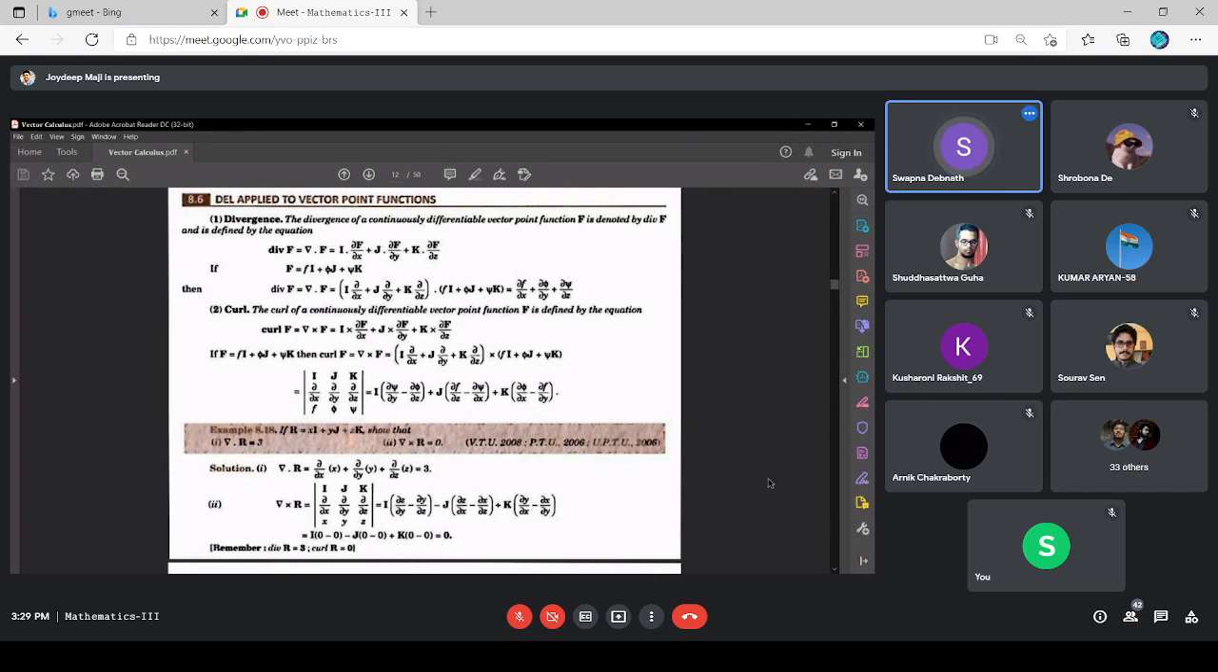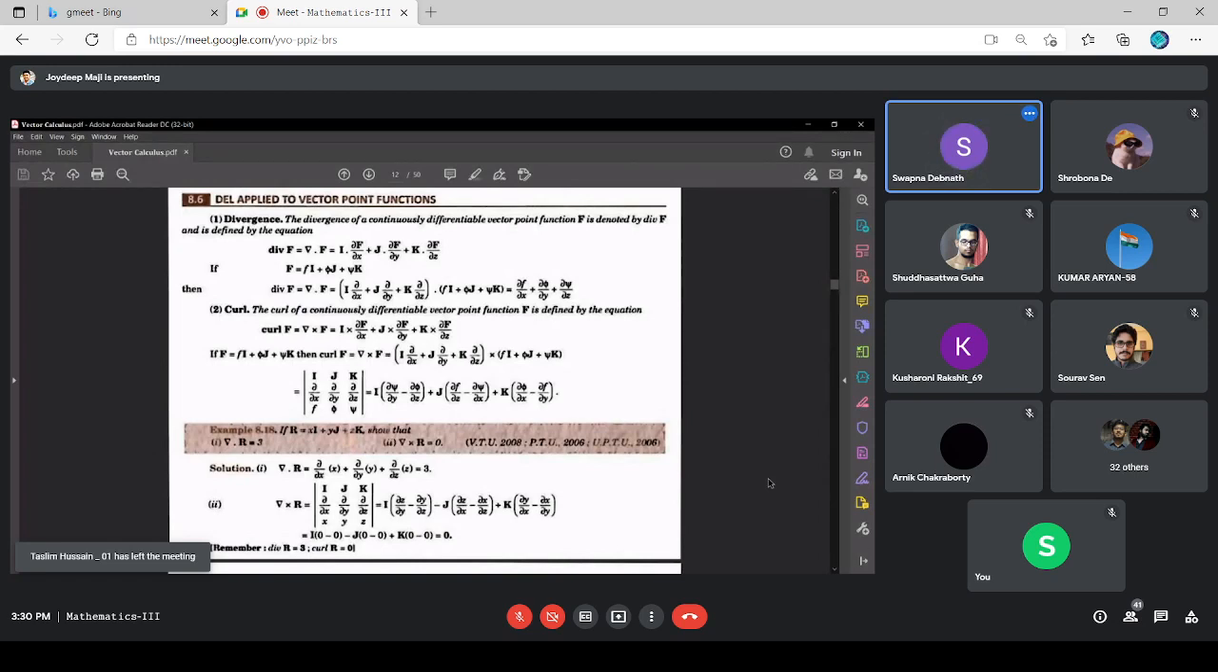Therefore del f del x. Similarly j dot j gives del phi del y, plus k dot k is 1, that gives del psi del z. Therefore divergence of f, which is del dot f, is equal to del f del x plus del phi del y plus del psi del z. You see that the dot product of two vectors is always a scalar quantity. Therefore divergence f is a scalar quantity.